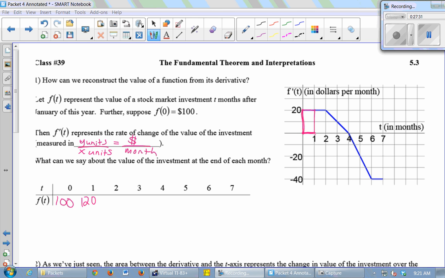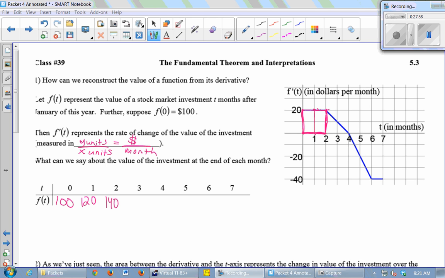Okay, and then we're going to look at what happens in the second month. From t equals 1 to t equals 2, 1 month has passed, and we have had a constant rate of change of $20 per month. So this rectangle is $20 per month times 1 month, $20. So this is also 140.